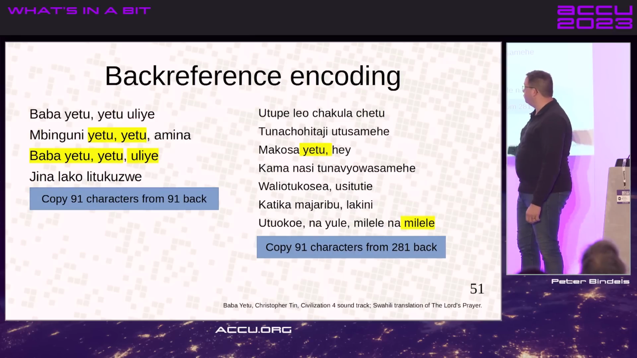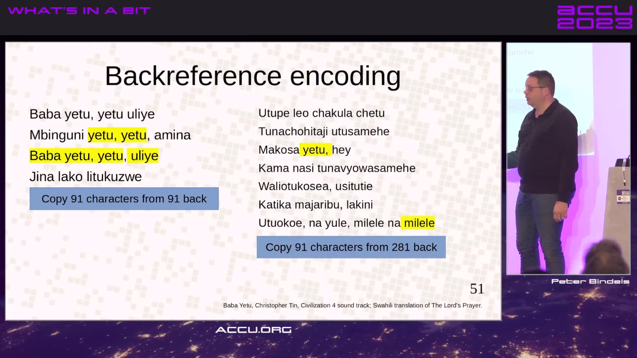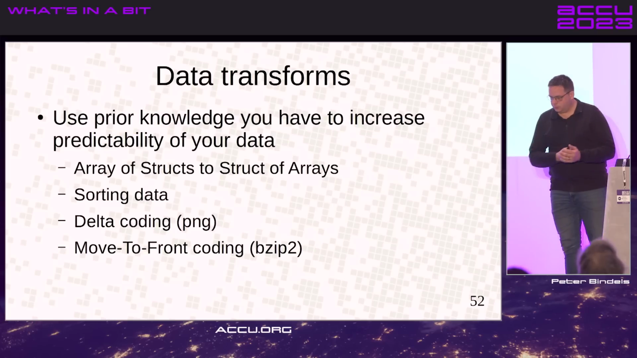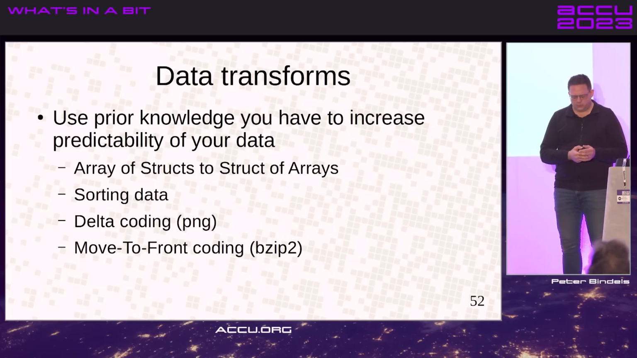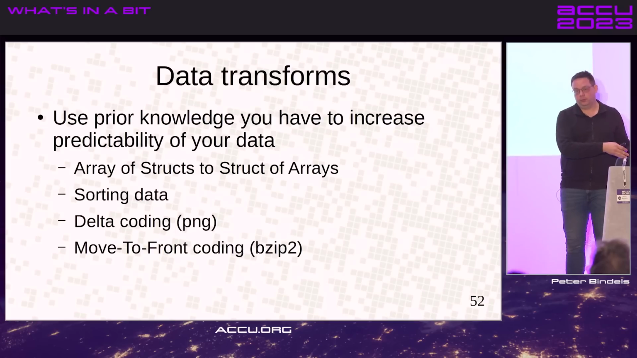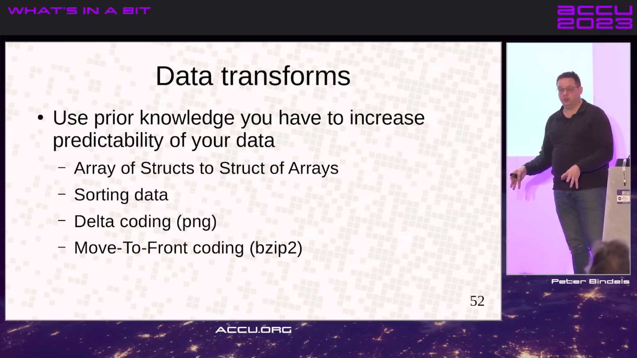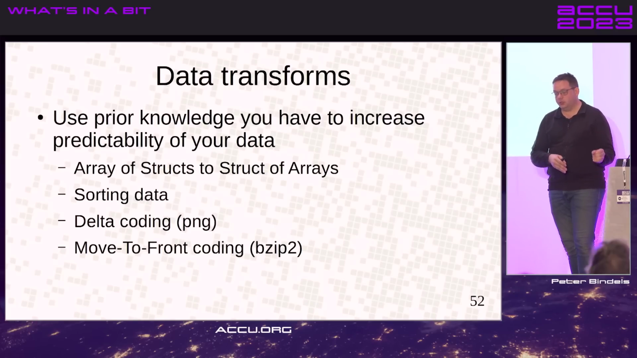And in this case, we're not just repeating the same value over and over, we can do more complicated patterns. So data transforms. Just touching on this shortly, this is usually done by compression algorithms for you. It is a good thing to know, because if you have information about your data that your compression algorithm doesn't know, you can often increase compressibility by doing this by yourself.